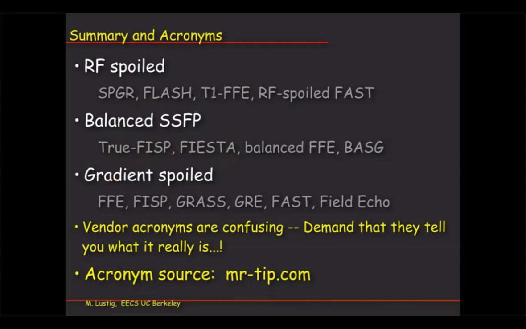Gradient spoiled, Grass is one of them, or GRE, that's GE. Grass, I think it's Siemens, and FISP is Philips. So the point is vendor acronyms are really confusing. So really, if somebody tells you something, just ask what type of sequence it really is. They're gonna say, oh, just try Fiesta. And it's like, what is Fiesta? Well, what's Balance SFP? Oh, okay. And then if you want to go to the acronym, go to mrtip.com. There's a lot of acronyms there, and then they'll go and describe those.